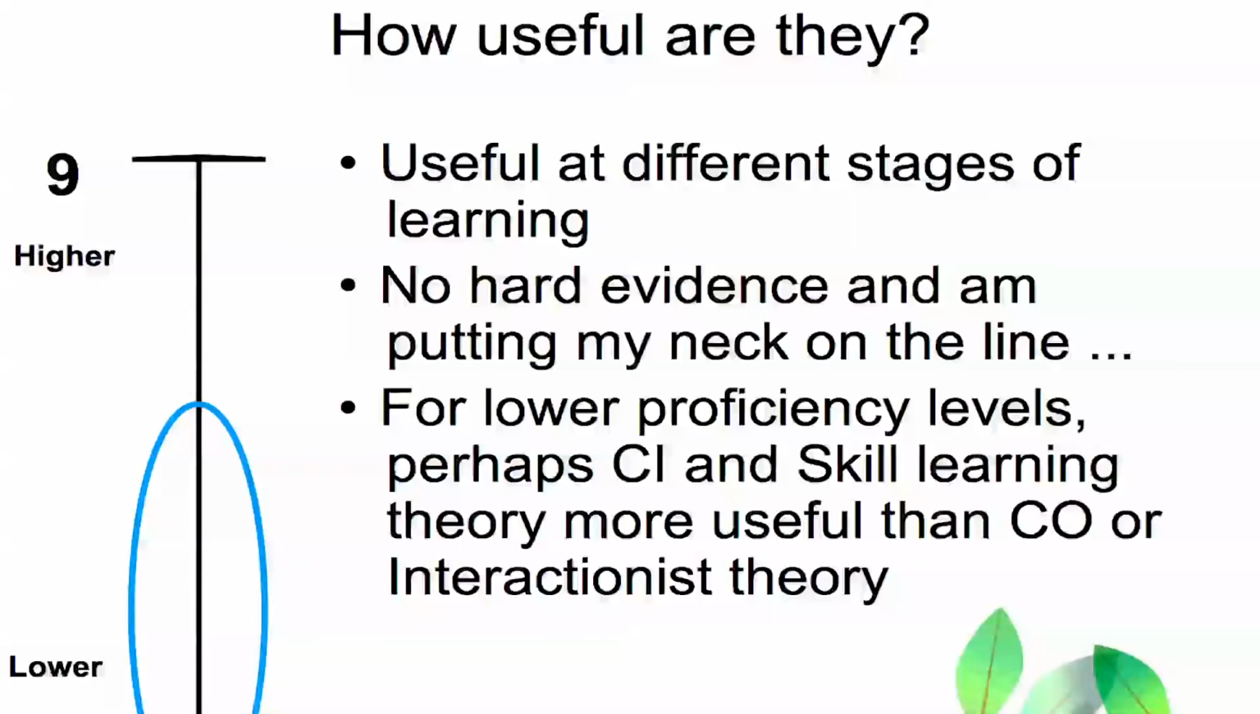For lower proficiency, and EFL students, by its very nature, most of them belong to lower proficiency learners of English. I would say that CI, comprehensible input theory, and skill learning theory are more useful than the comprehensible output theory or the interactionist theory. Again, if you want to argue with me, buy me coffee and I'll sit with you and discuss this. I have some data, some evidence, not my own study, but studies from other researchers.